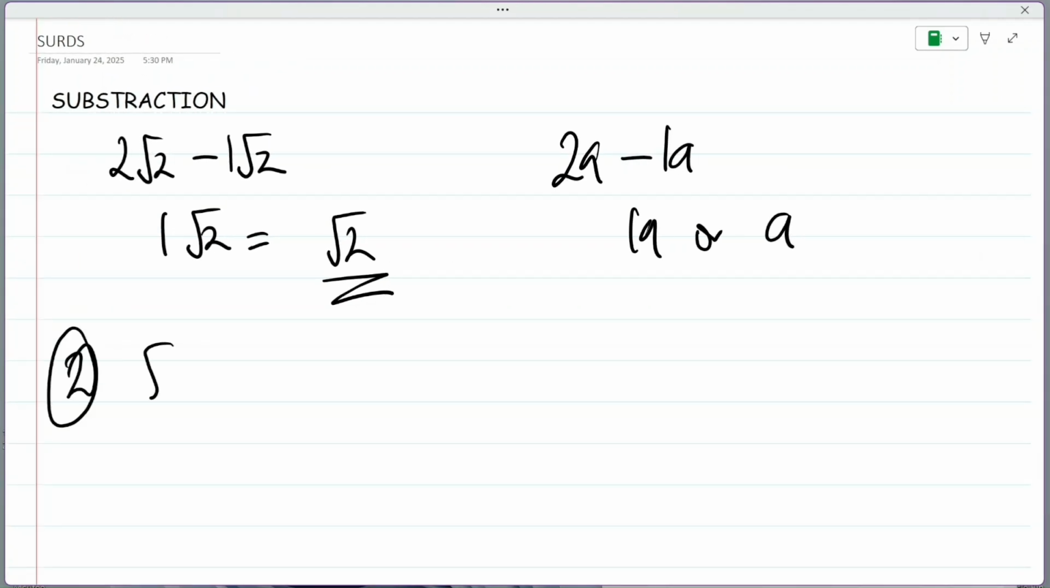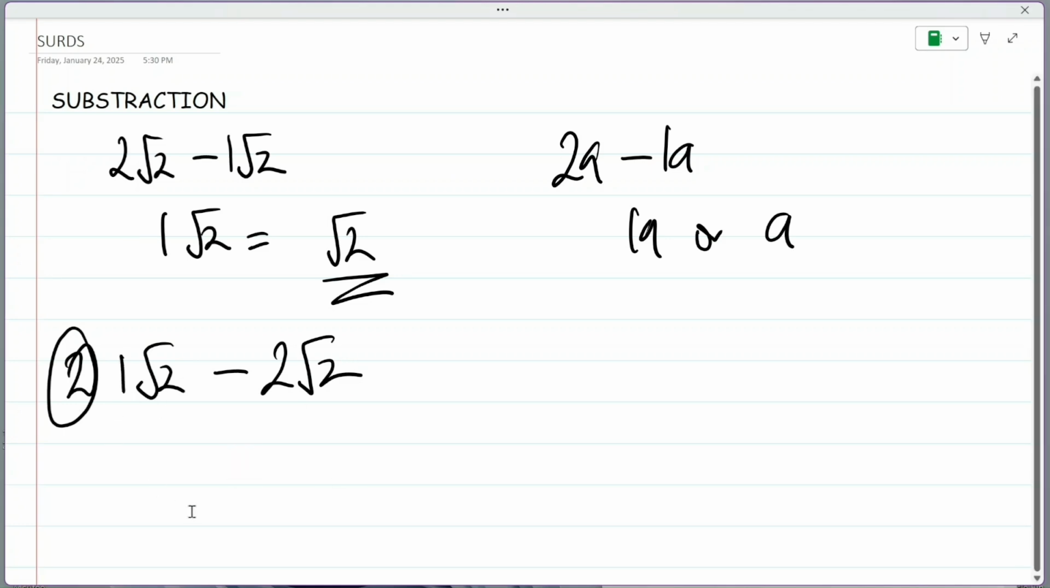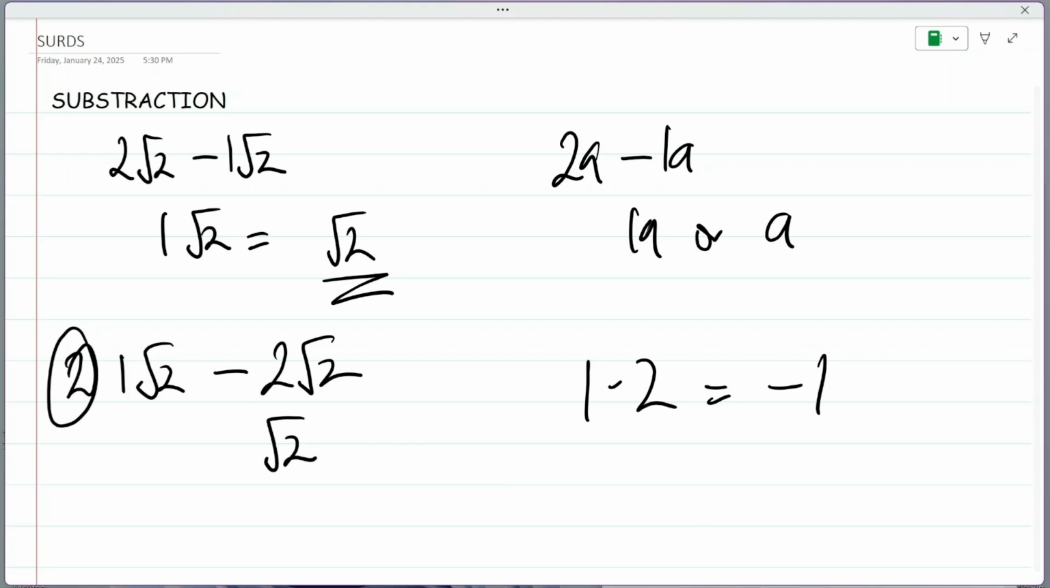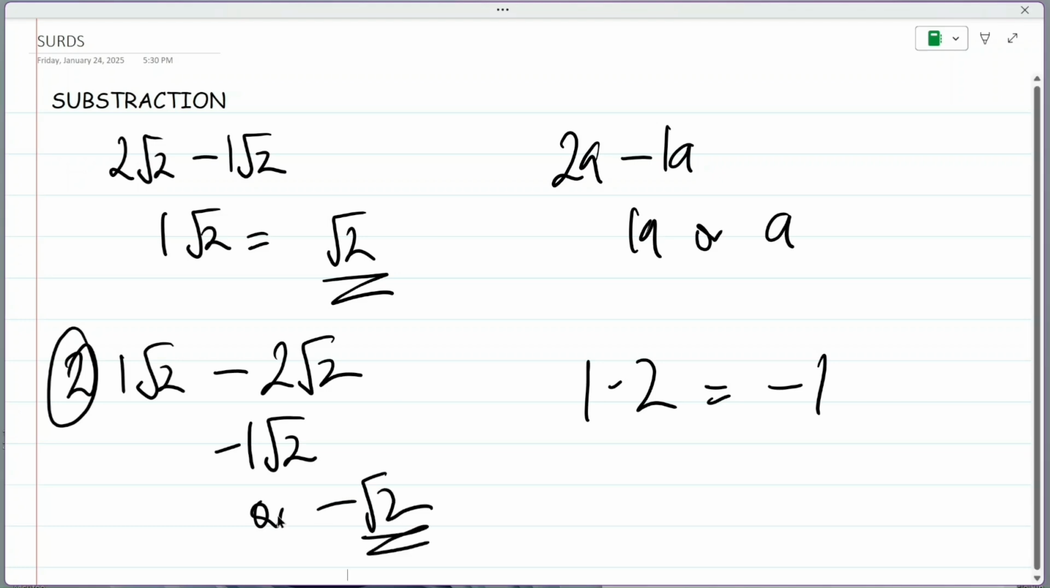For the second question, you have root 2 minus 2 root 2. Like I said earlier, the root 2 has a 1 in front of it, though it's not written. You have it as 1 root 2 minus 2 root 2. Since they are like terms or similar surds, you pick one of the root 2's. You have root 2, then you have the whole numbers, which is 1 minus 2. At this level you can use your calculator. 1 minus 2 is minus 1. So we can say minus 1 root 2, or we can say minus root 2, same thing. So you can have your answer as minus 1 root 2 or minus root 2.